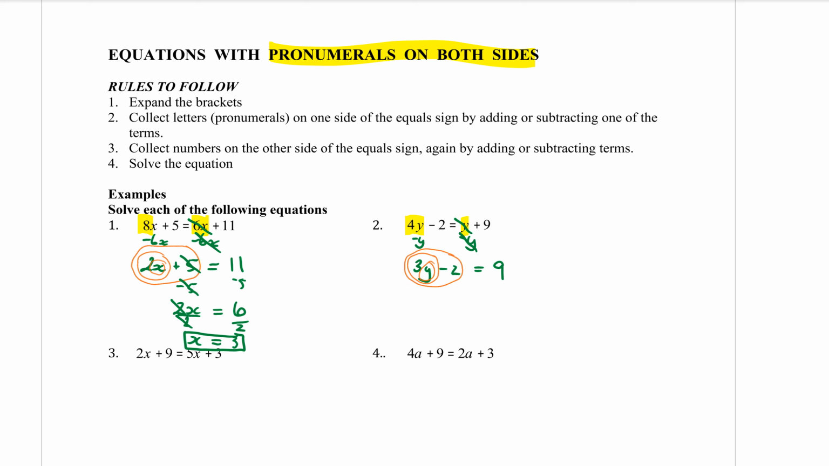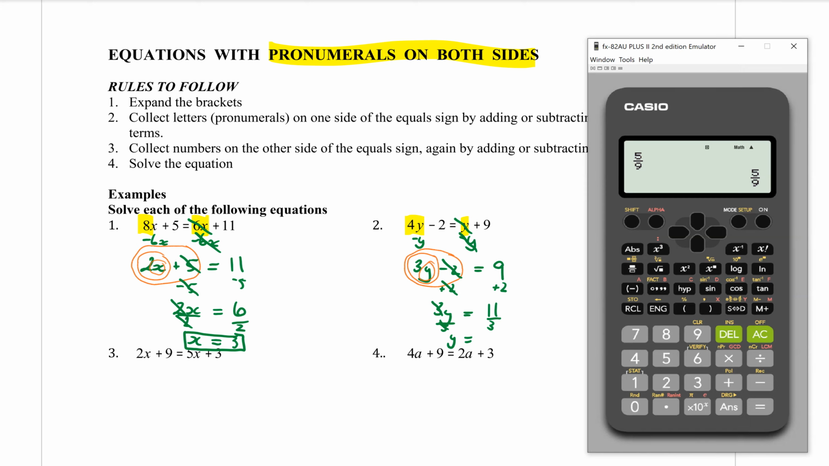Reversing those layers, peeling the onion from the outside: minus 2, what's the opposite? Plus 2. 3y equals 9 plus 2 is 11. Good. Next step, I want to get rid of the 3. What should I do? Divide by 3. Now that actually does not go nicely, and you won't always get perfect answers.